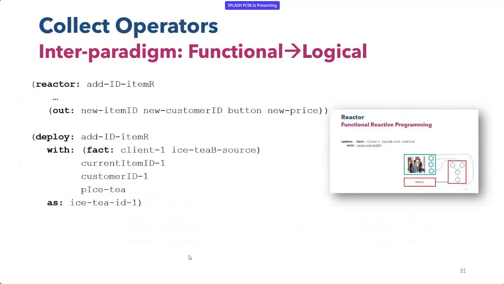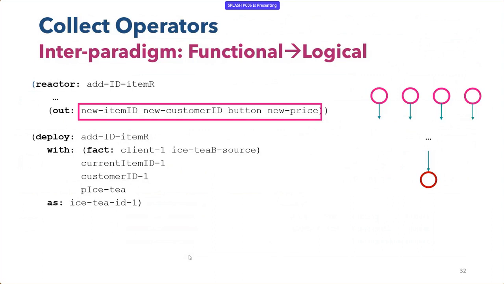So that was from logical to functional, and now from functional to logical. So in case of reactors, you have output streams, just as with update, that can be connected to something. In case of the collect operator, it will be connected to the logical graph.